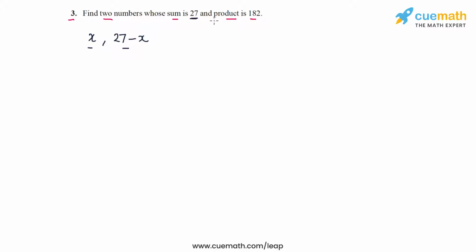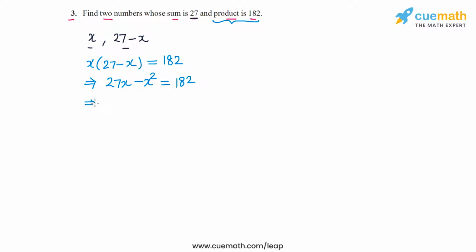Now we are also told that the product of the numbers is 182, and this means that x times 27 minus x is equal to 182, and this gives us a quadratic equation in x. Let's write it in the standard form. So we get 27x minus x square on the LHS. This is equal to 182.